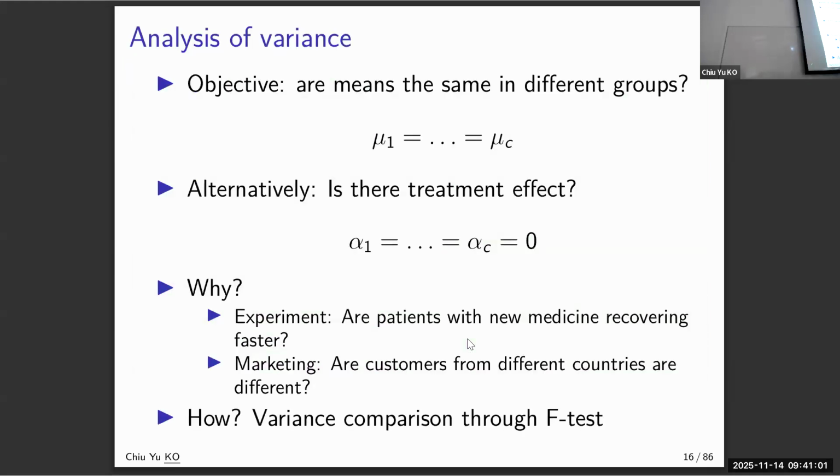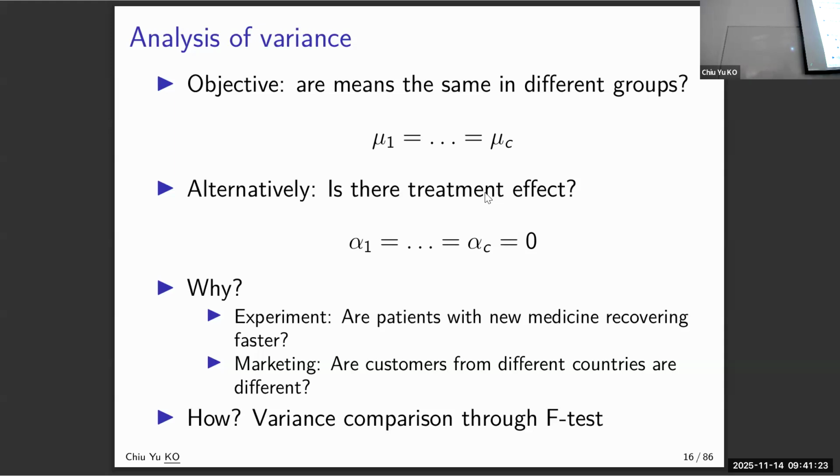And what we want to know is, are all the means the same, or is there any treatment effect going on? You will do the calculation as we'll show you. We haven't gone through it, but we'll go through it in detail. Now there will be a variance test.